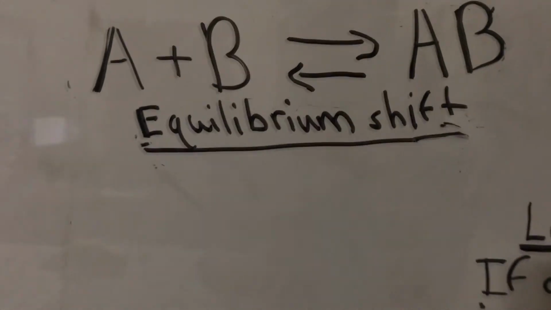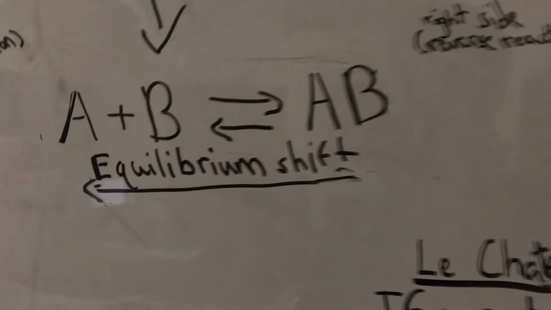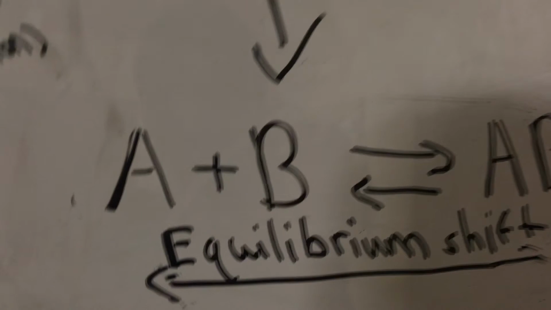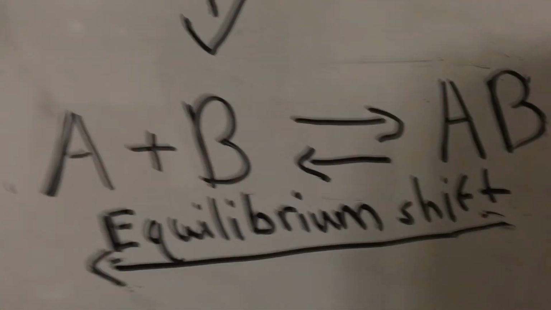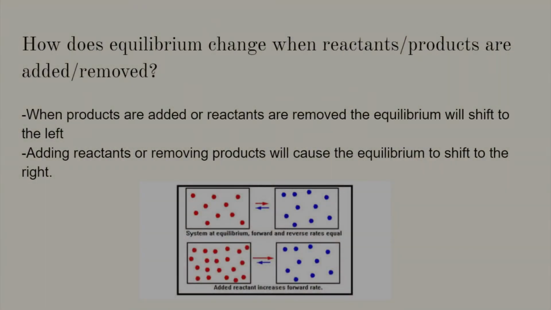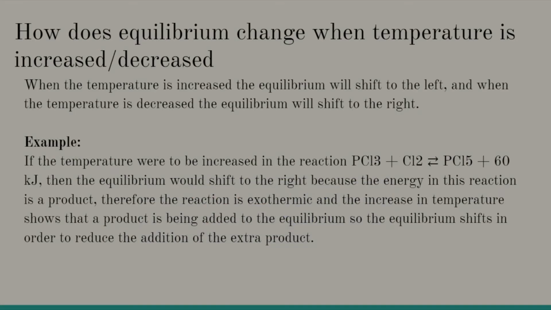Just to add on, when equilibrium shifts towards the left side, it basically means that the rate of the left side of the reaction is now less than the rate of the right side of the equation, so the equilibrium shifts to the left to increase the rate of the left side of the reaction. If products are added or reactants are removed, the equilibrium will shift to the left, while adding reactants or removing products will cause the equilibrium to shift to the right. Now, when dealing with temperature, the equilibrium will shift to the left when the temperature is increased, and when the temperature is decreased, the equilibrium shifts to the right.